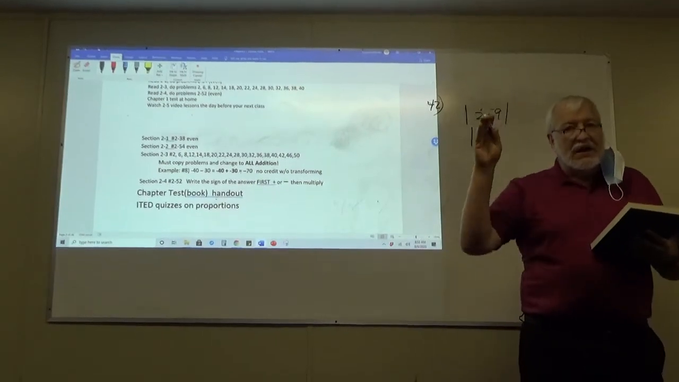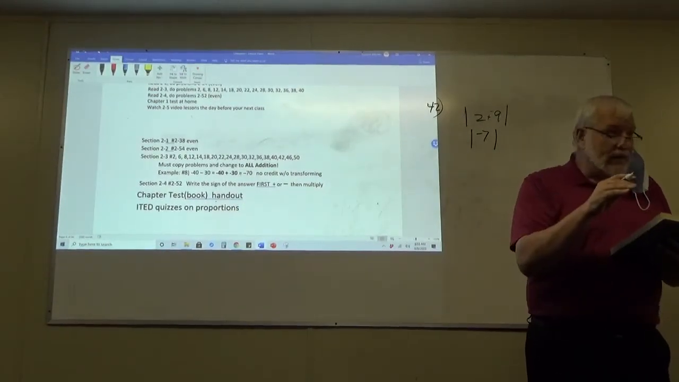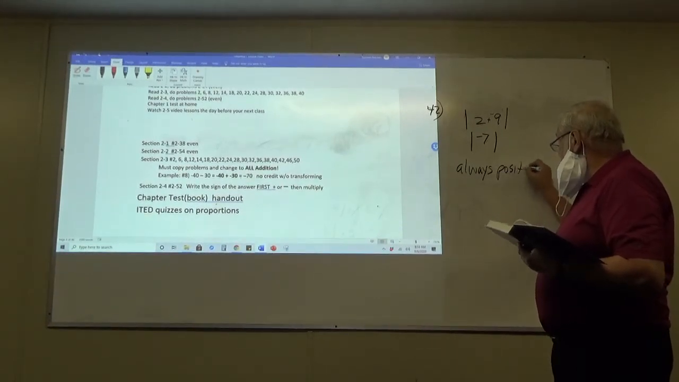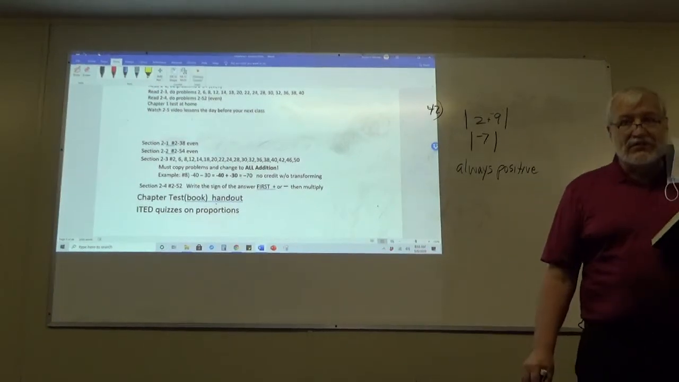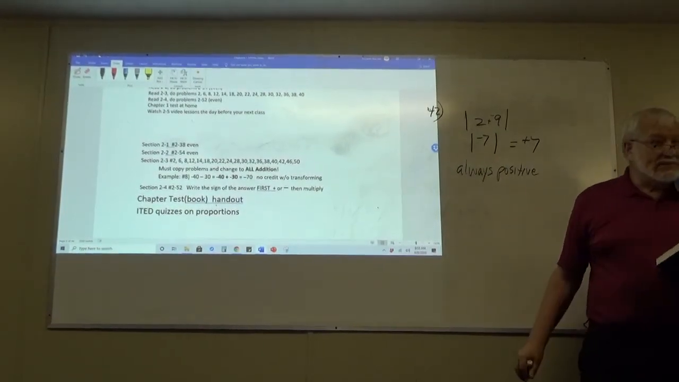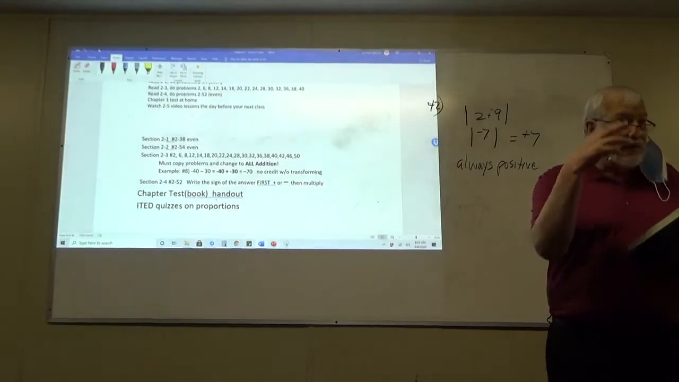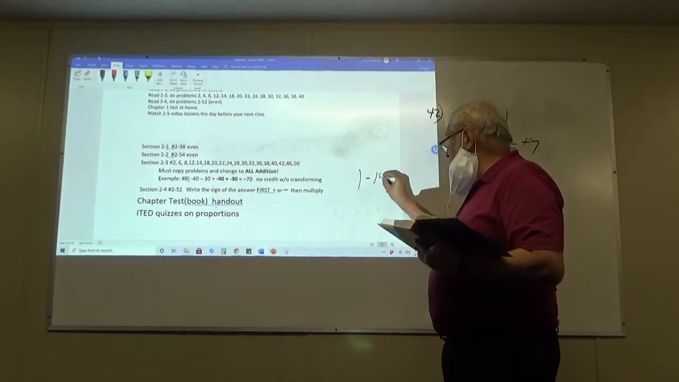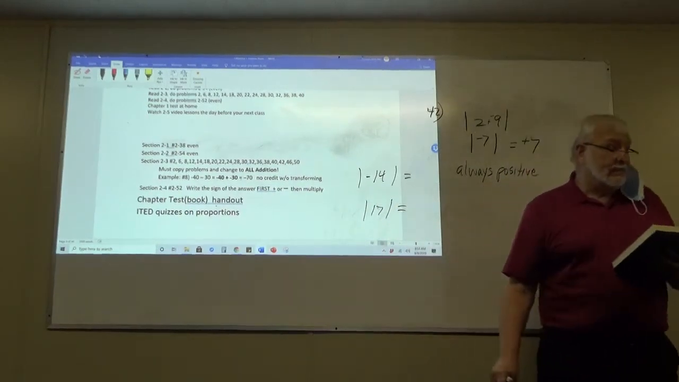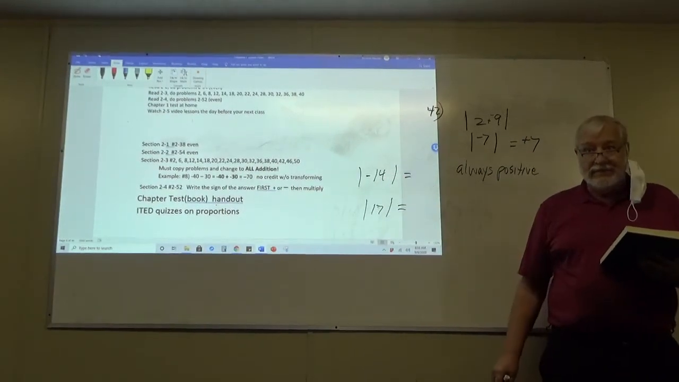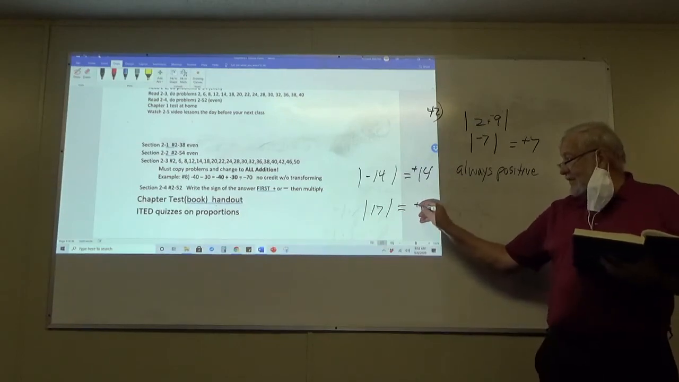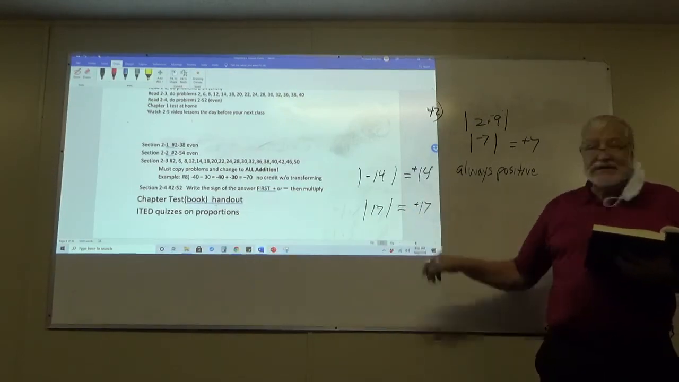The distance from a number to 0 is what absolute value is. But it's always positive. So, what is the absolute value of negative 7? Equals positive 7. Now, these marks are absolute value marks. All right. Let's test 2 things. What is the absolute value of negative 14? And what is the absolute value of 17? Okay? What is the absolute value of negative 14? Positive 14. What is the absolute value of positive 17? Positive 17. Because absolute value makes it positive.